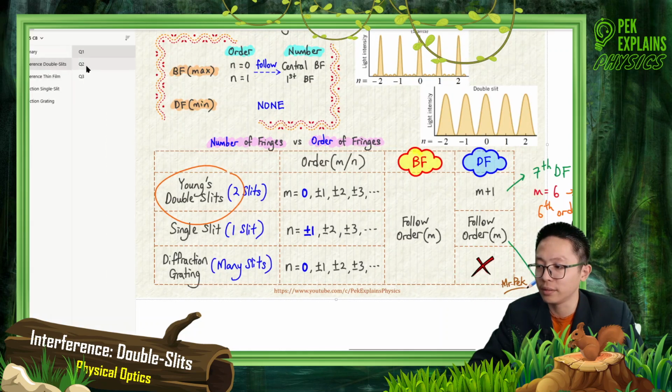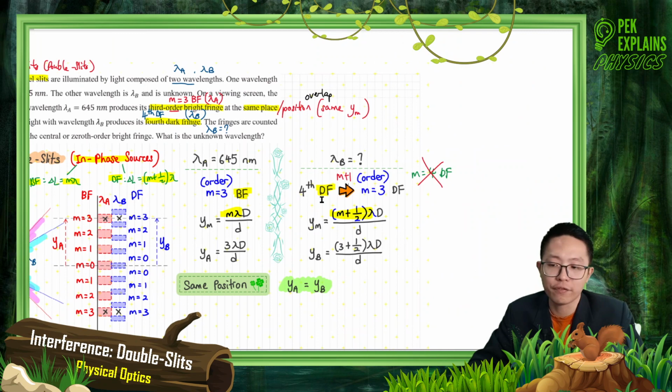So what about just now this one? The fourth dark fringe is the third order dark fringe. Third order, the M+1. M+1, that means 3 plus 1. 3 plus 1 becomes 4. That's the fourth dark fringe.